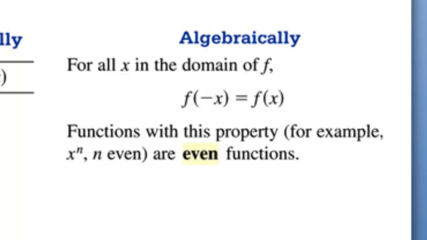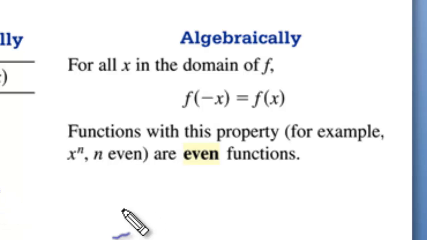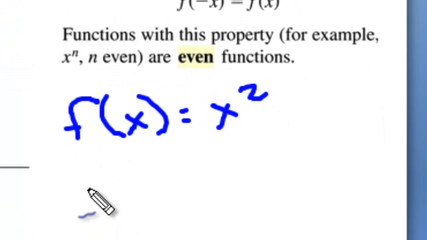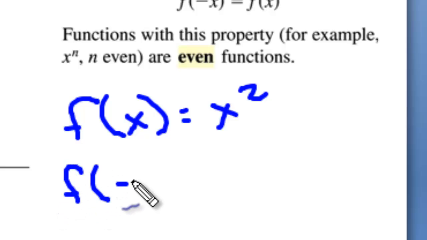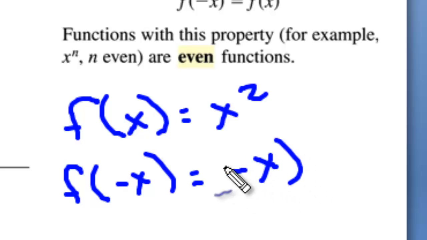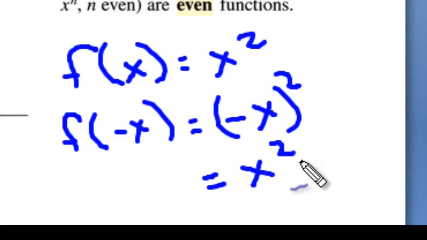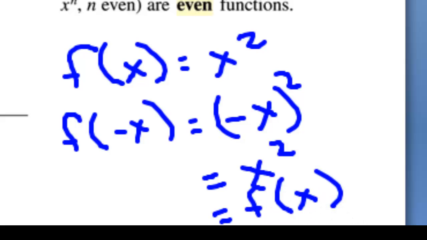So if we have our function f of x equals x squared, let's look at f of negative x. This would be negative x squared. Anytime you square a negative, this will equal x squared, which is f of x. So in this case, f of negative x is the same thing as f of x, and this is known as an even function.